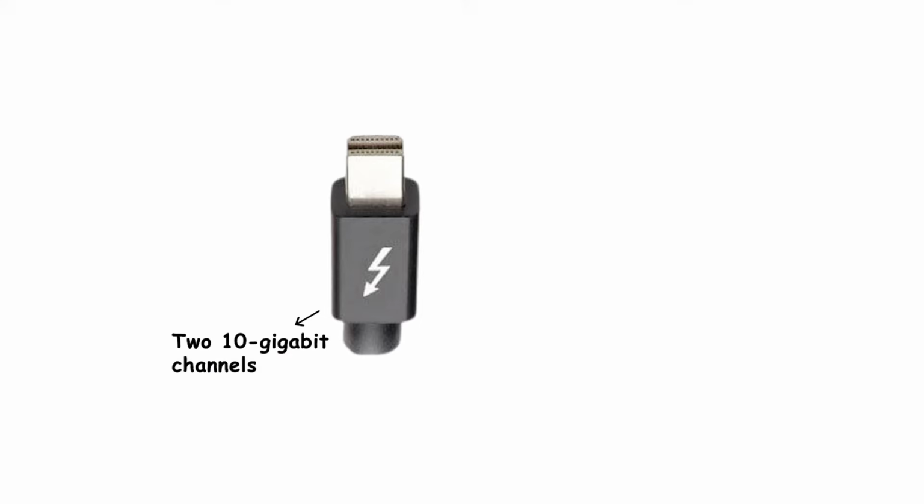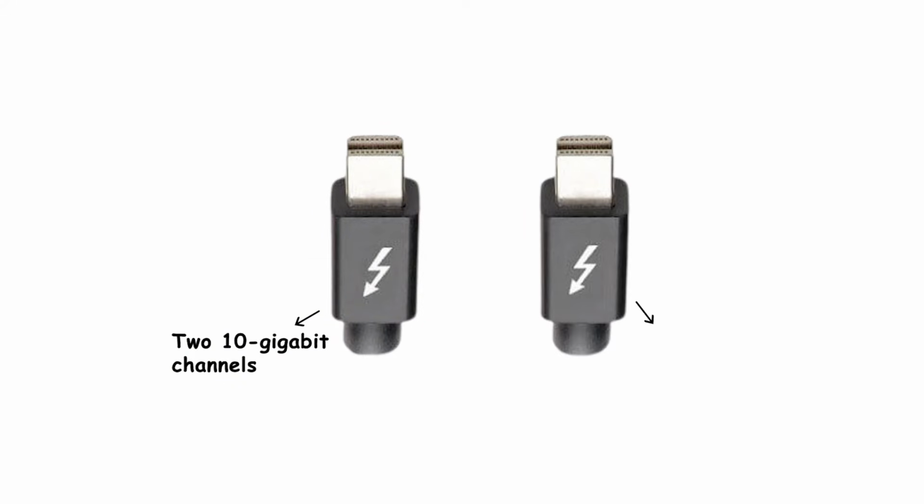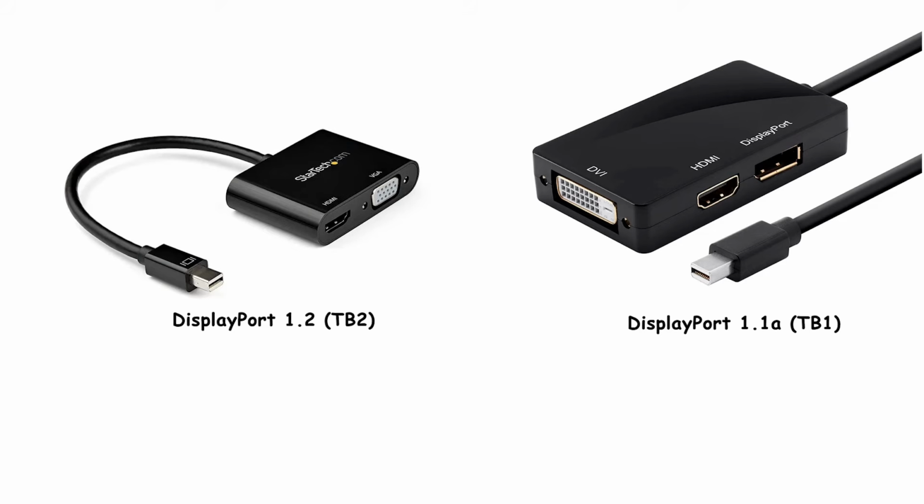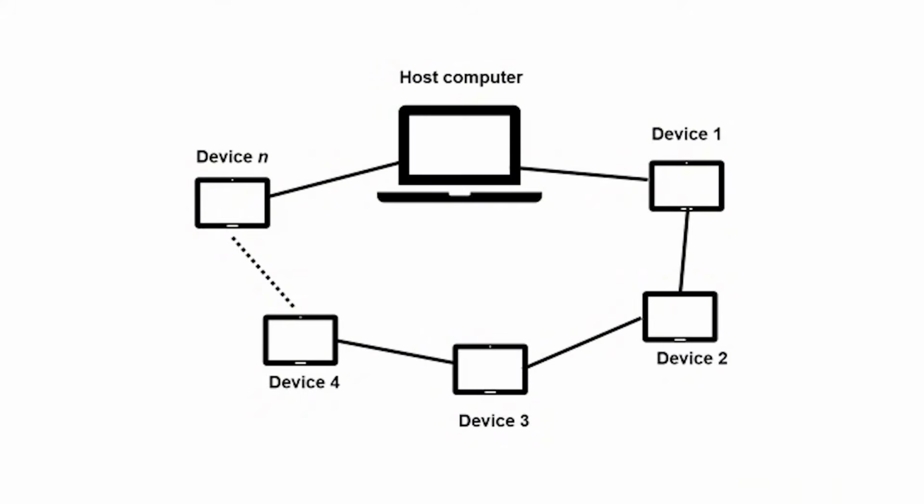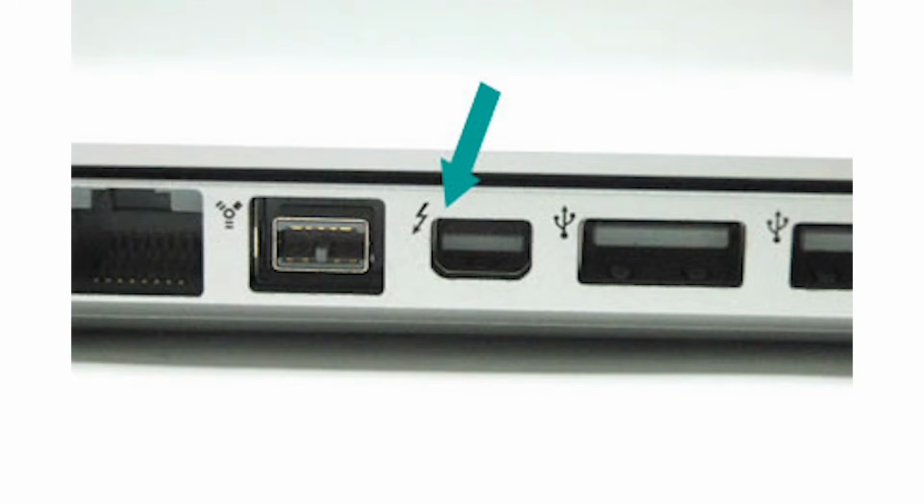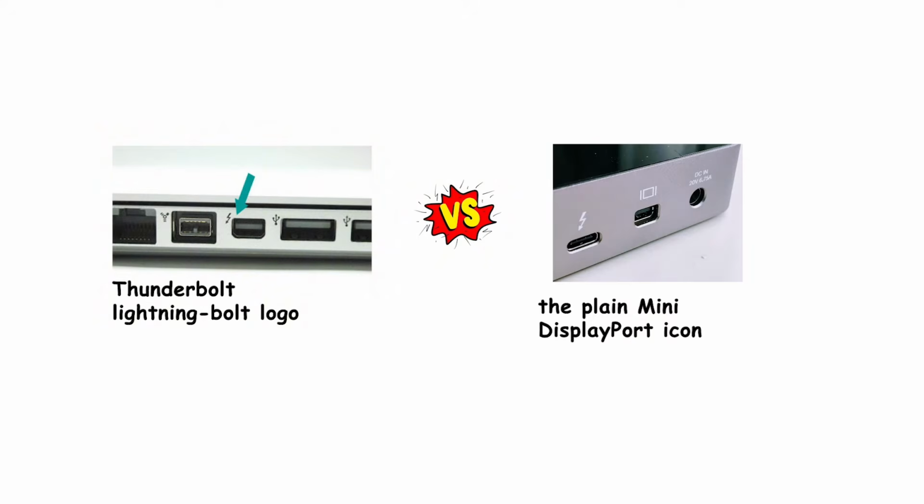Thunderbolt 1 runs two 10 gigabit channels. Thunderbolt 2 aggregates them to 20 gigabits per second and upgrades the display path from DisplayPort 1.1a (TB1) to DisplayPort 1.2 (TB2). In practice, TB2 can drive a single 4K screen or dual lower-resolution screens through docks and adapters, and you can daisy-chain several devices with the display, usually at the end if it doesn't support chaining. Look for the Thunderbolt lightning bolt logo versus the plain Mini DisplayPort icon to know what you have.